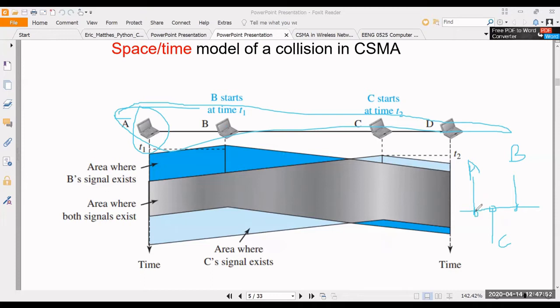Whenever A senses at this exact point, and maybe B senses the channel is free, B starts dropping bits this way onto the line. When A is in this position and it senses the link, what do you think A will feel? Will the channel be busy to A, or will the channel be free to A?